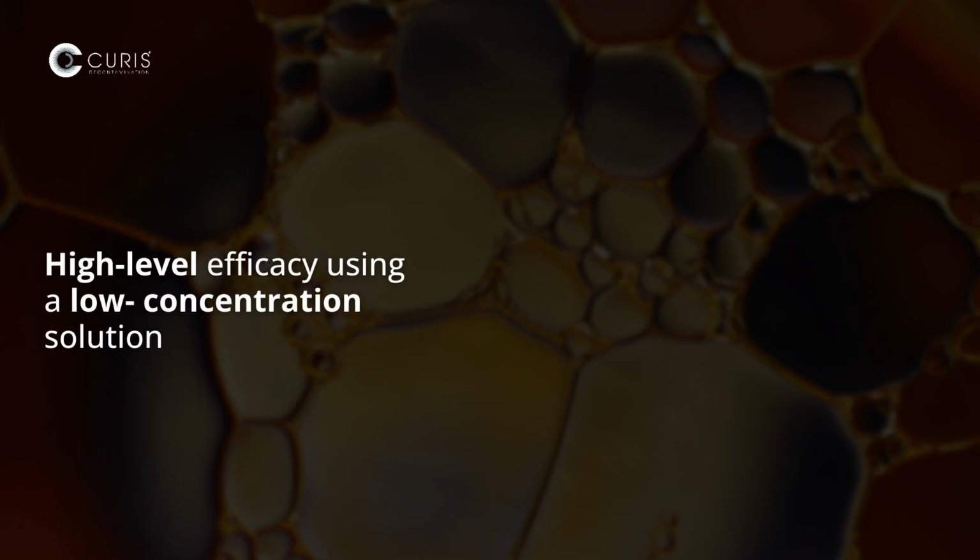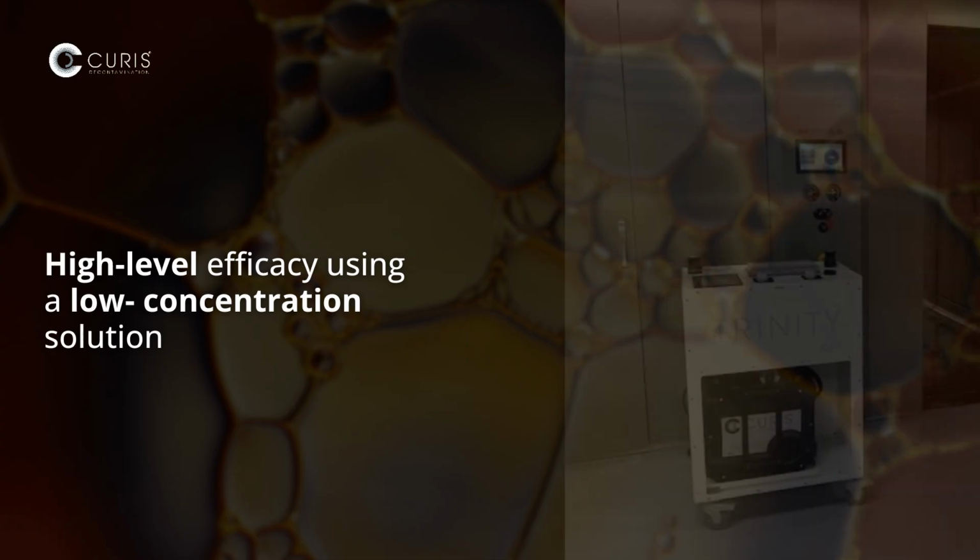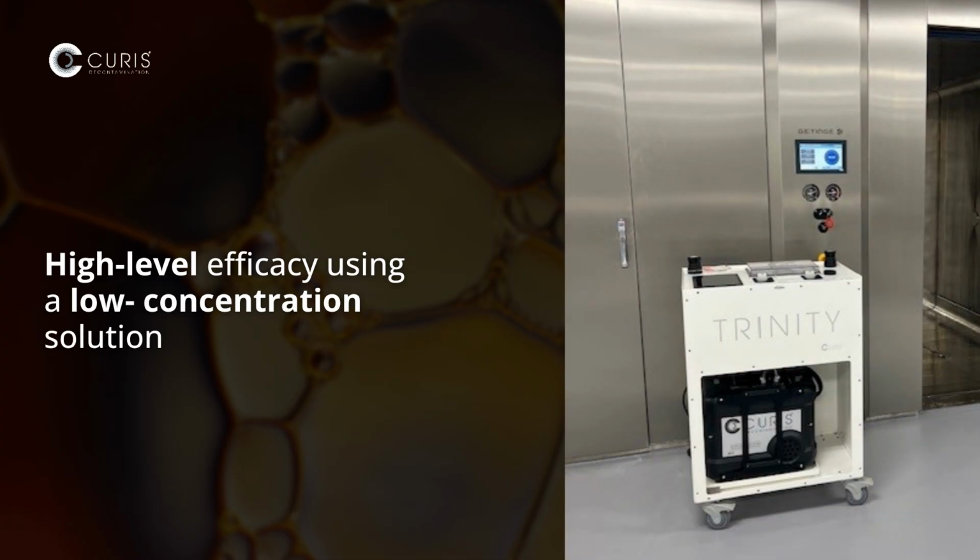Building on this, Curis hybrid hydrogen peroxide (HHP) technology delivers high-level efficacy using a low-concentration solution, improving safety, material compatibility, and cycle efficiency. Automation reduces human intervention, while real-time monitoring, advanced biological indicators, AI-driven analytics, and predictive maintenance further strengthen reliability and compliance. These innovations are closing gaps in traditional sterilization and enabling continuous aseptic integrity.